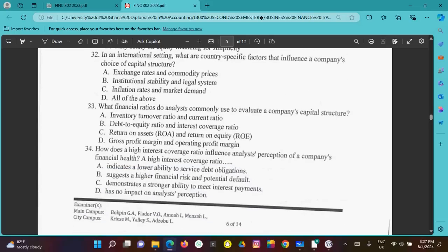What financial ratio do analysts commonly use to evaluate a company's capital structure? So it is debt to equity ratio and then interest coverage ratio. So the answer is B.